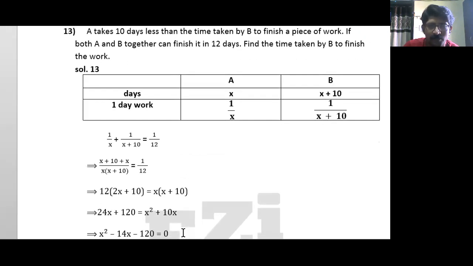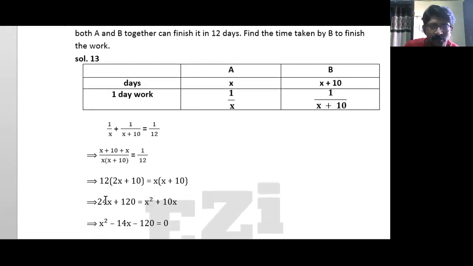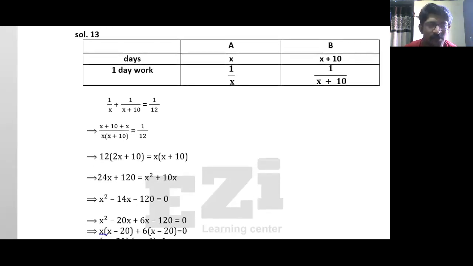Now we'll frame the equation. How to frame the equation? X squared, please get this 24X on the other side, it will become negative 14X, negative 120, which equals 0. Now we want two factors of negative 120 whose sum will be negative 14. What will that be? Simple, 26, isn't it? So negative 20 and positive 6. So X squared minus 20X plus 6X minus 120 is equal to 0.